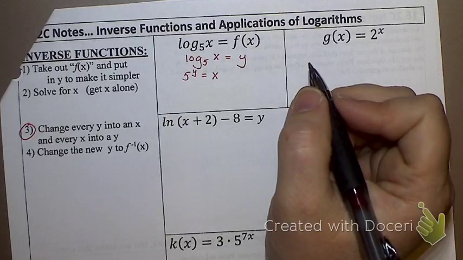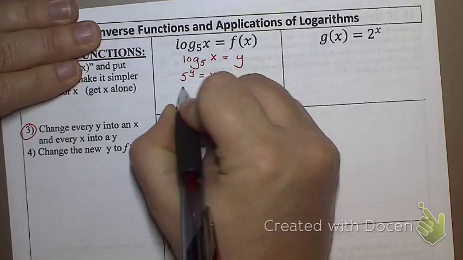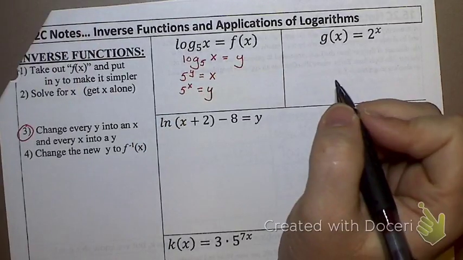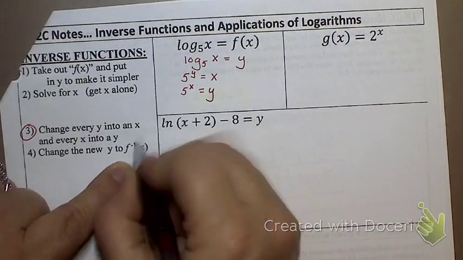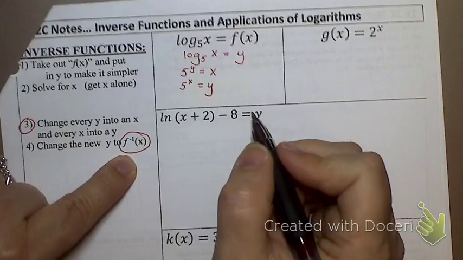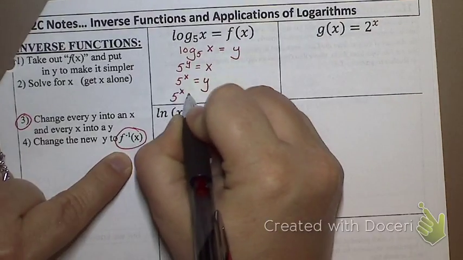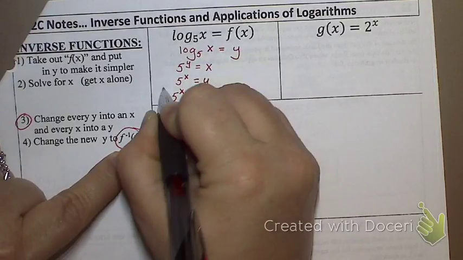Step 3 says what? Change every y to an x and every x to a y. So I have 5 to the x equals y. And then finally my last step says change the new y to this notation. This is what we call our inverse notation. So I'm going to say 5 to the x doesn't equal y, but it equals f inverse of x. And that's my answer.